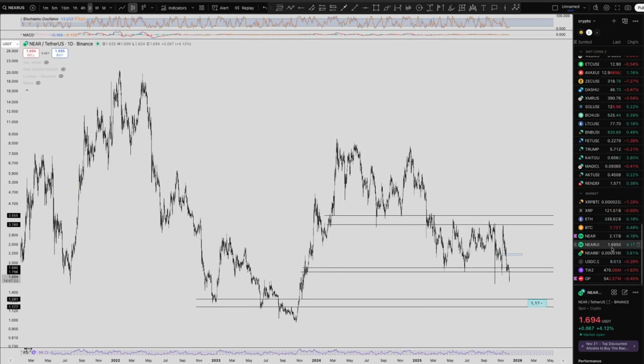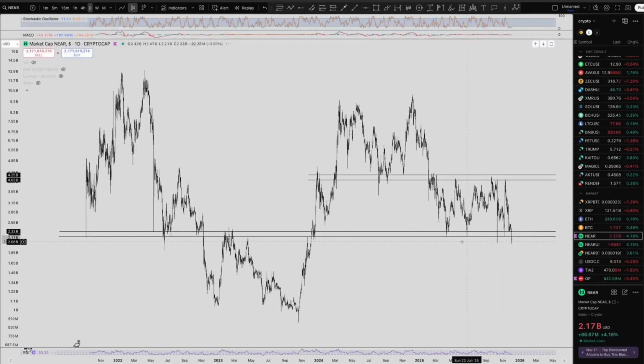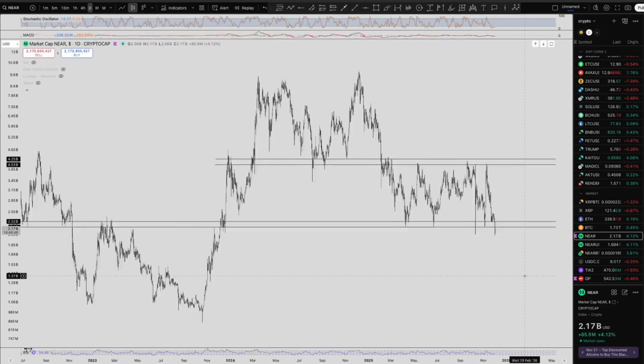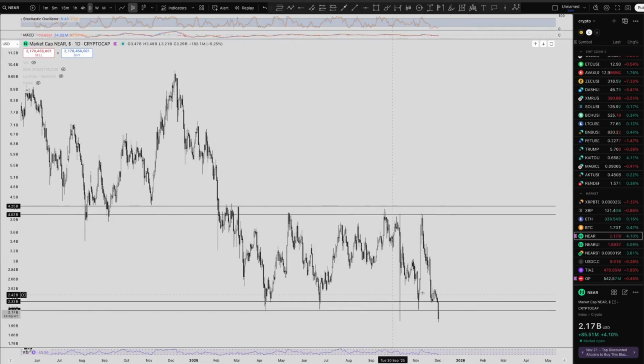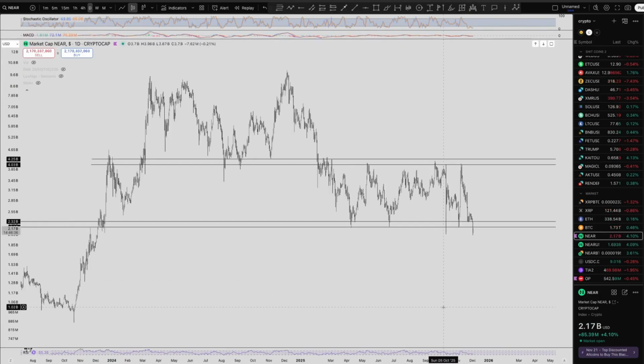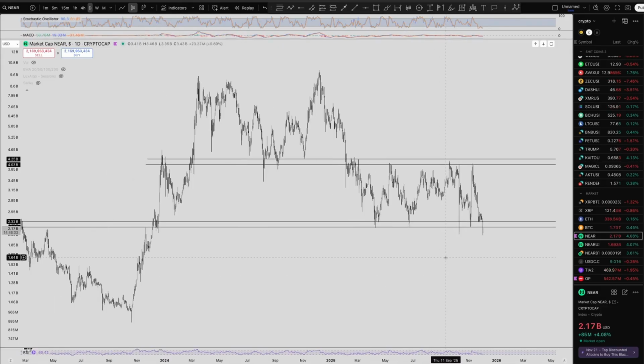In the market cap of Near protocol, you can see that the market cap chart is always different from the price chart of a coin because these coins are inflationary. As you can see here, there was a very strong support level. The market cap of Near protocol has, for the first time in several years, clearly broken below this support level. It's clear that things have really gone bad for Near protocol, and it's facing a very tough situation.